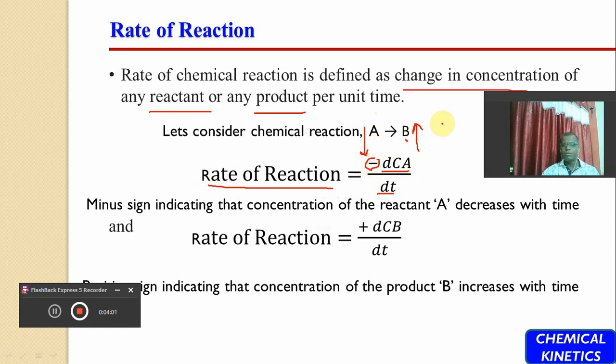At the same time, the concentration of the product increases, the change in concentration of the product is indicated by dCB, and dt is the change in time. This increase in concentration of product to the change in time is also called the rate of reaction, and this positive sign indicates that the concentration of the product B increases. So dear friends, it is possible to define the rate of reaction in terms of concentration of reactant and also in terms of concentration of product.